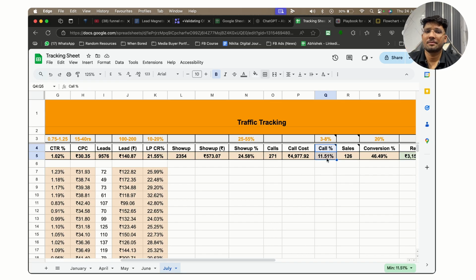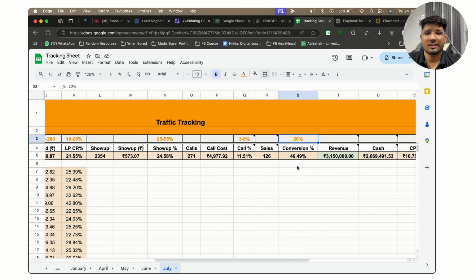That was 11.51%. And once we started doing sales, we had sales calls with these people, and we were able to close 126 people out of this. Conversion percentage, again, is more than double. On average we were getting conversions around 20%, but this time we got 46%. So that was the change.